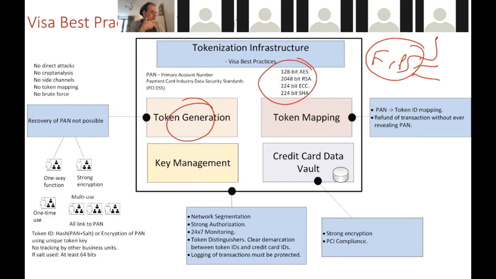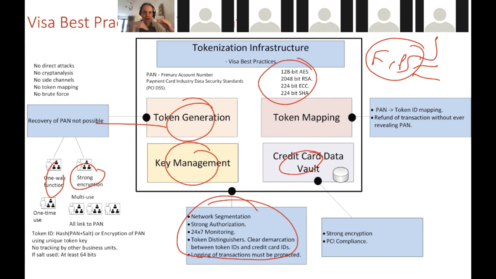But basically, you've got the best standards for crypto in there. You have a way to create the tokens themselves, and there is strong encryption used. There's a good, strong key management infrastructure in there. There's a credit card vault, which you want to protect as much as you can. And you have good, strong network controls in there, and you use strong encryption for everything that you do.